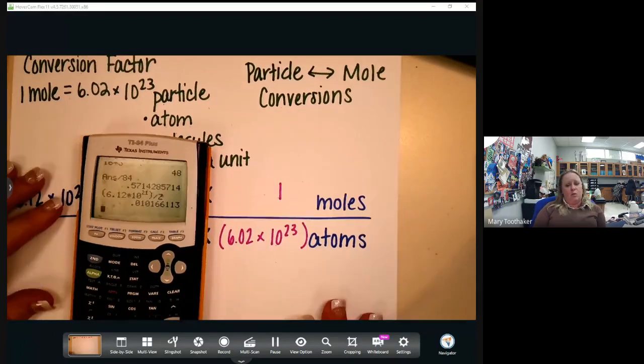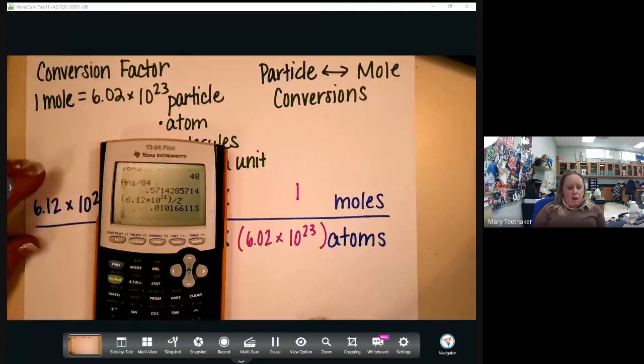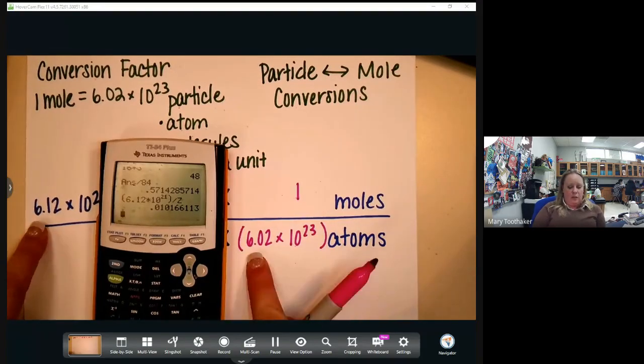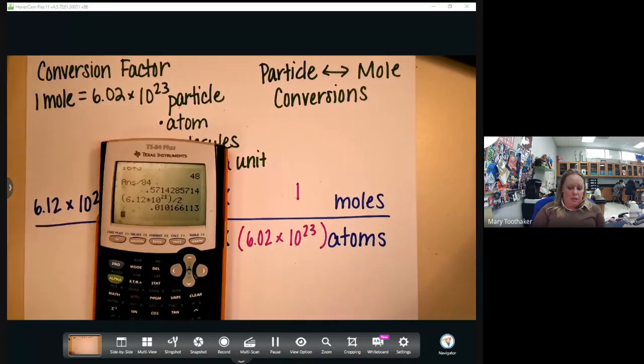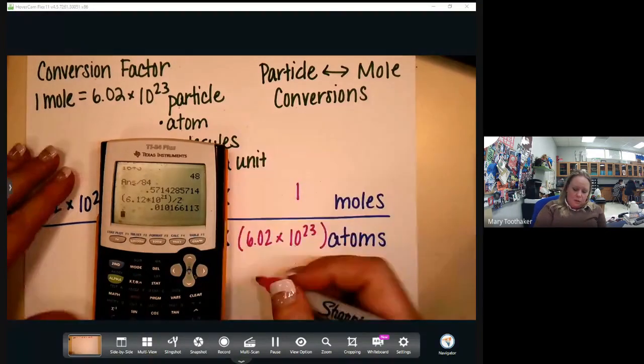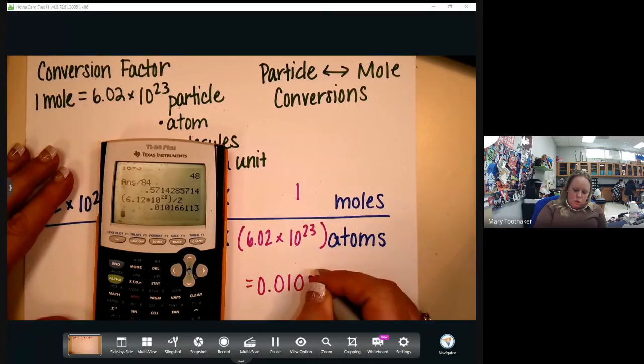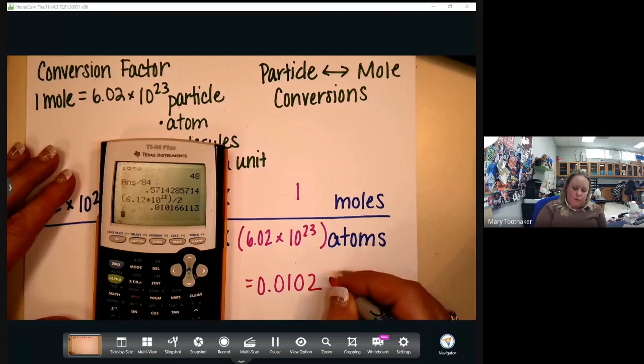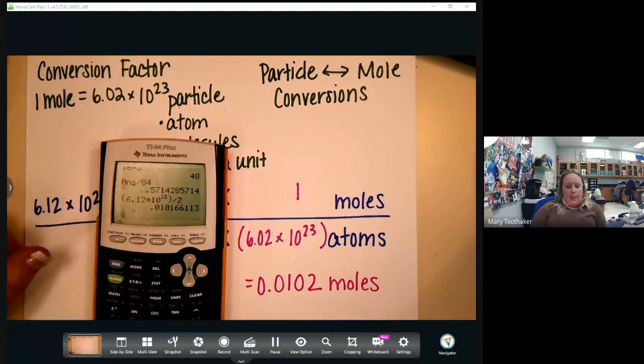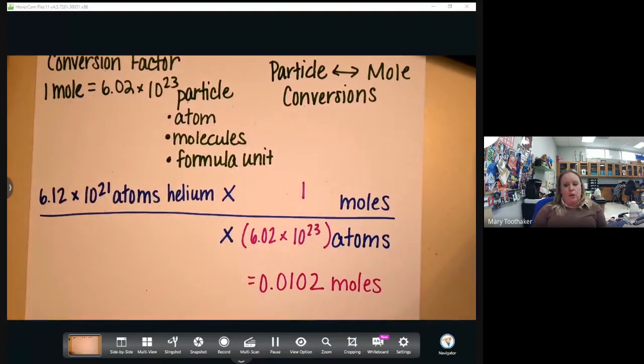0.010166113. Oh my God, miss, do I round? Yes, you round to significant digits. So that is 3. That is 3. So my answer needs to have 3. So my answer is going to be 0.0102 moles. Any questions about that particular problem?